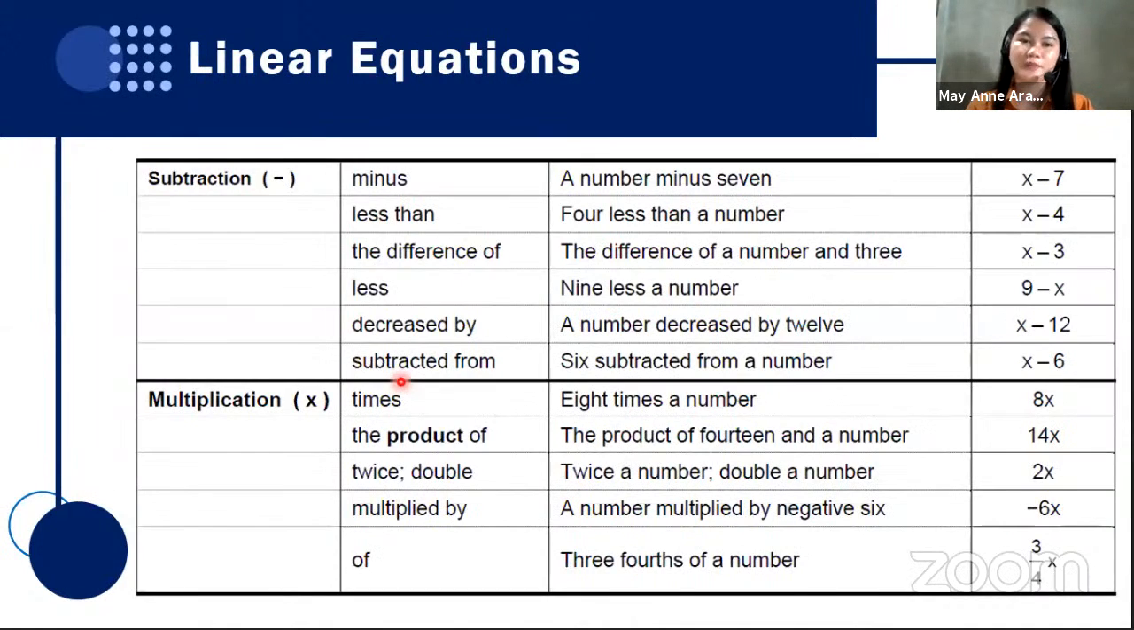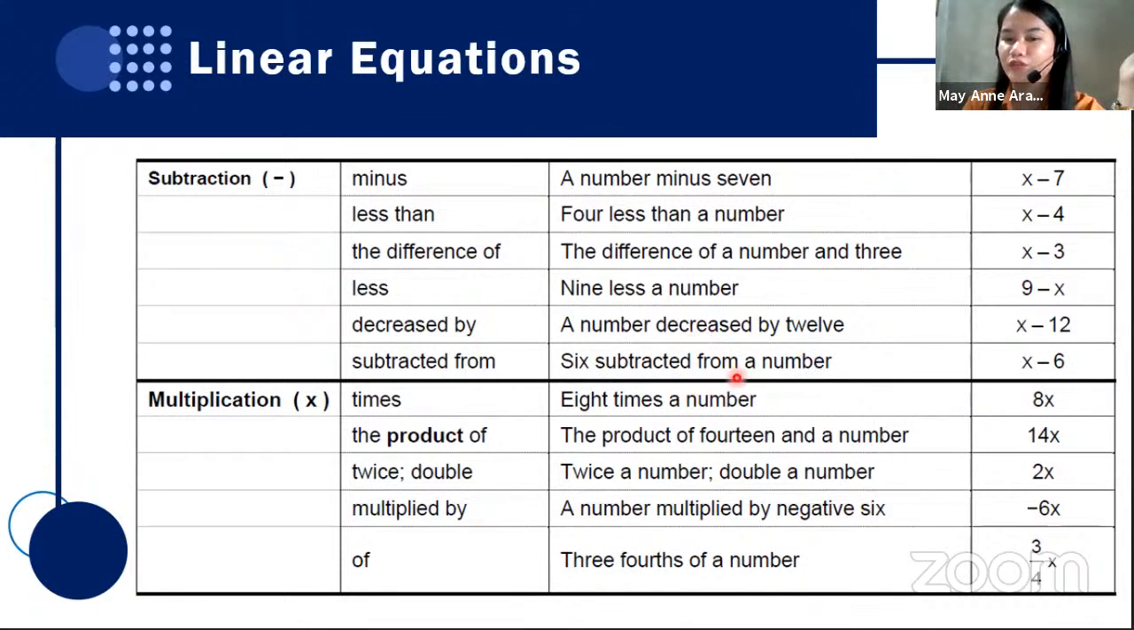And for subtraction naman, of course, we have the minus, less than, the difference of, less, decreased by, subtracted from. Okay, a number minus 7, x minus 7. For less than a number is x minus 4. Then the difference of a number and 3. So we have x minus 3. 9 less a number, so you have 9 minus x. And a number decreased by 12, x minus 12, and 6 subtracted from a number.